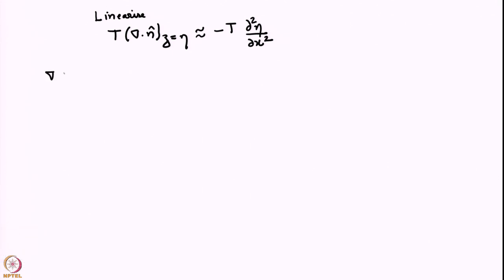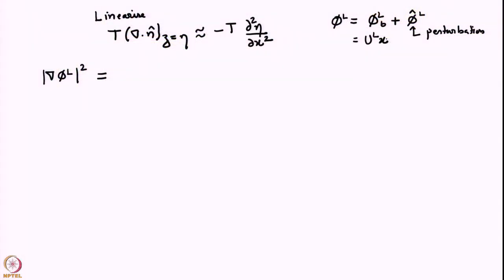So a typical term like grad phi l square, recall that we are writing phi l as phi l b plus some phi hat l. This is base and this is perturbation. And we have seen earlier that this is ul into x, the uniform velocity in the lower fluid into the distance x. Similarly, there is a phi b in the upper fluid, which has a corresponding expression uu into x, and we will express phi u as the sum of base plus perturbation. Now let us express this sum.